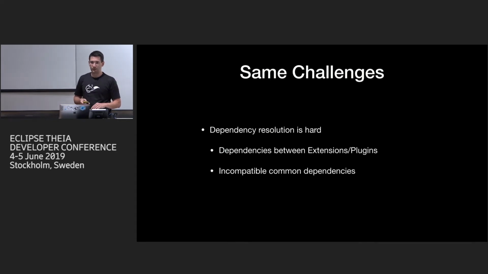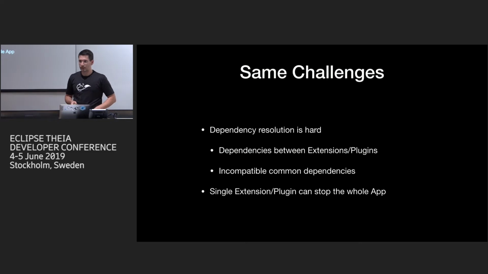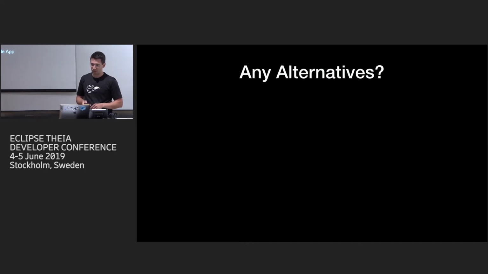And then there can also be incompatible library dependencies amongst the extensions. And in the end, one faulty extension or plugin can actually tear down the whole application. Can we do it better?